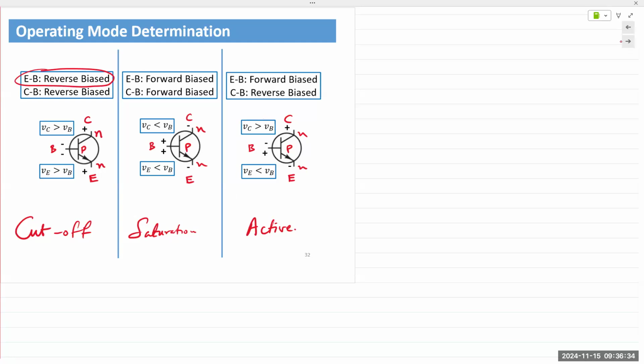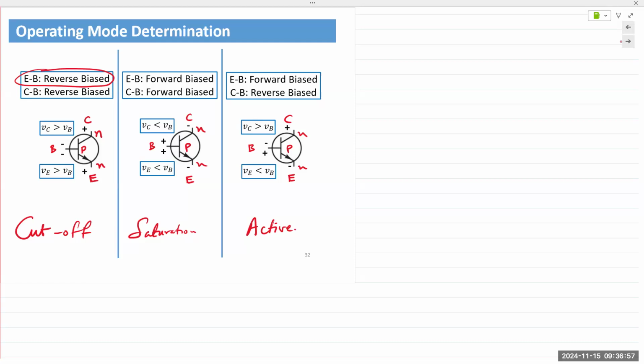If the base emitter junction is reverse bias, meaning the emitter to base voltage is larger than 0.7, then the transistor is in cutoff. We don't need to check anything else.